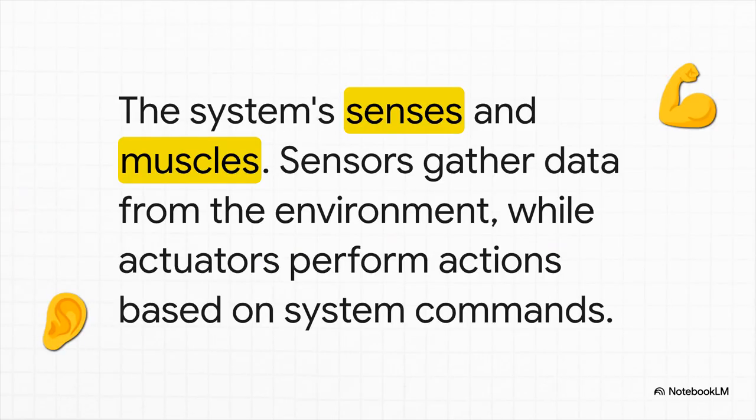Okay, step 1. Everything begins right here, with the system's senses and muscles. Sensors, well, they're the senses. They gather data from the world around them, like the temperature in a room, the vibration of a machine, or even a patient's heart rate. Then you have actuators. They're the muscles. They take action based on commands, like flipping on an air conditioner or sounding an alarm.